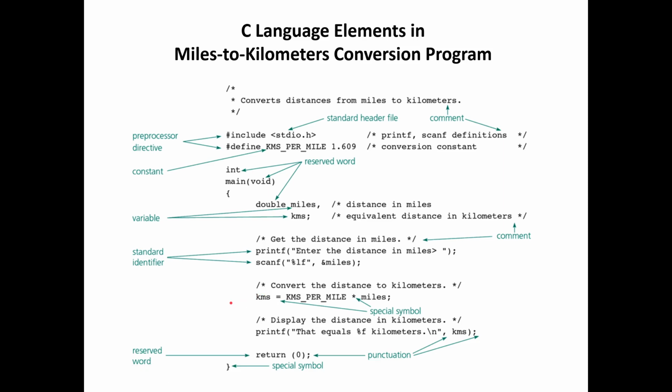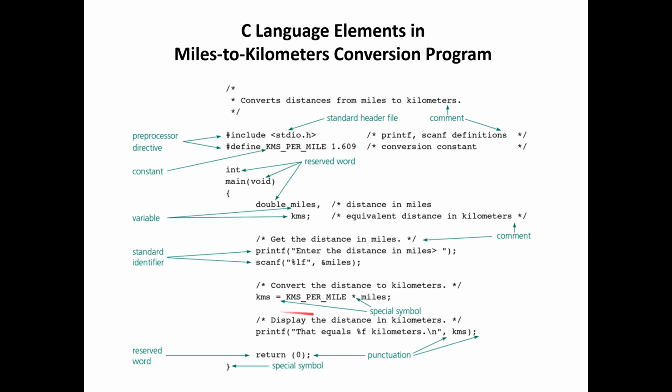We can see the elements of the language that are used in this program, in this admittedly a little bit messy slide here. So we've got preprocessor directives, standard header file, comments are marked by these /* */ blocks. You can see they can span multiple lines. There's a handful of words that are reserved by the C language, like int, void, and double. There's identifiers for library functions, printf and scanf.